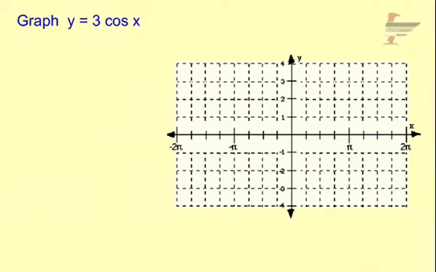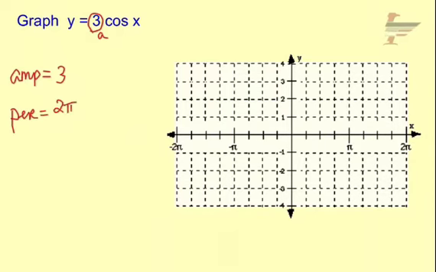To graph y equals 3 times the cosine of x, two things we start out by finding are the amplitude. Amplitude is our a value, whatever number's in front of the cosine. So in this case, our amplitude is a 3. And then, what's the other one? Period.